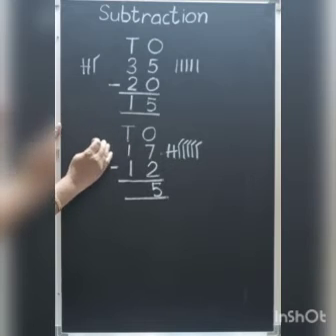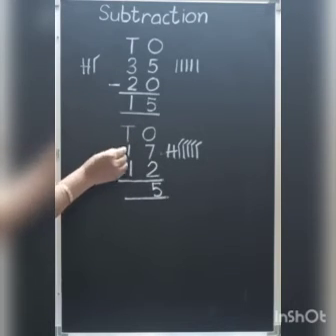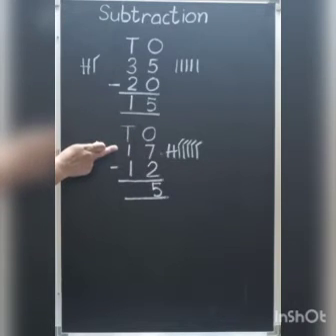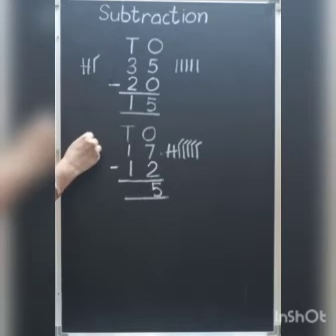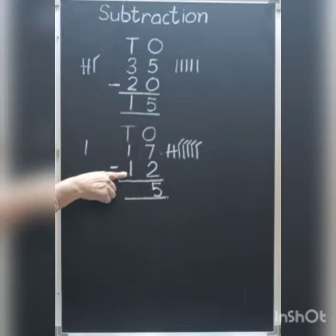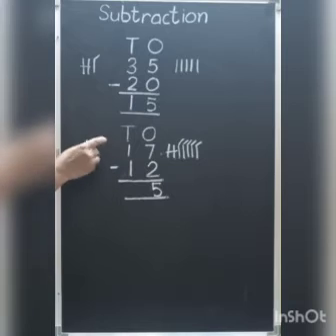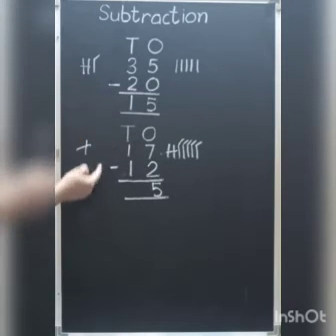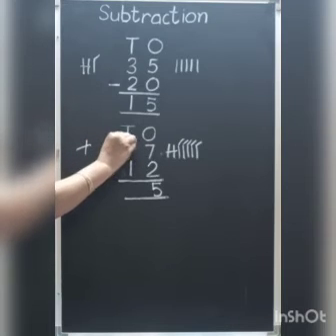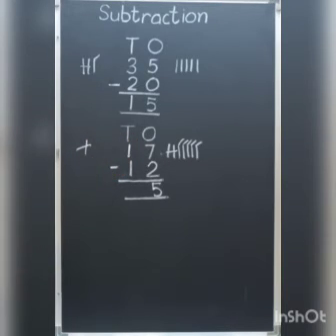Okay. So now come to the tens column. What is written here? 1. So we will put 1 stroke. And how many do we need to cut? 1. So we will cut it. And how many are left? 0.